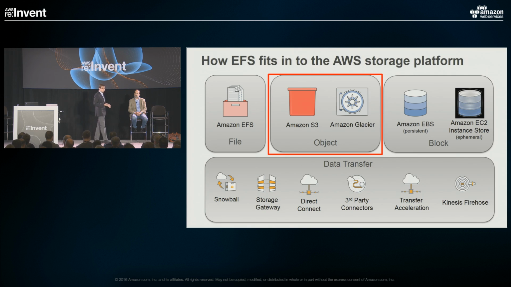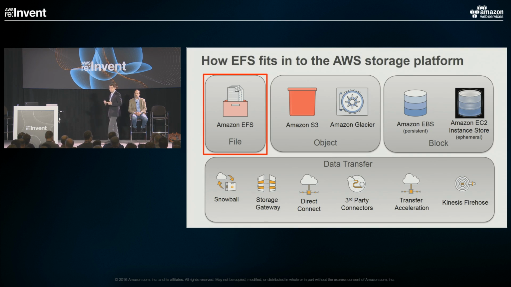Glacier also is object storage, and it's intended for archival use cases. It's really intended for data that's accessed infrequently, and you're able to pay a lower price per gigabyte for storing that data on AWS.